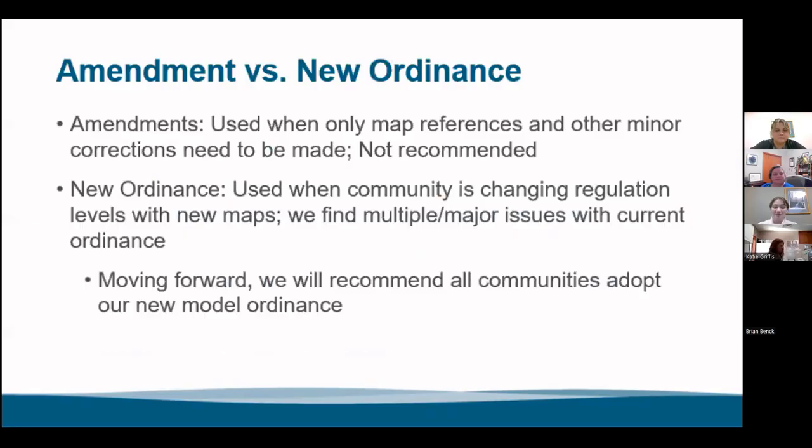As Anna mentioned, amendments are really only used when the map references and other minor corrections need to be made. We're trying to move away from recommending amendments as our new model will be coming out soon, as many of you have probably heard about it. A new ordinance is used when communities are changing regulation levels with the new maps, maybe going from a B to a C or C to D, or when we find multiple or major issues within the current ordinance.